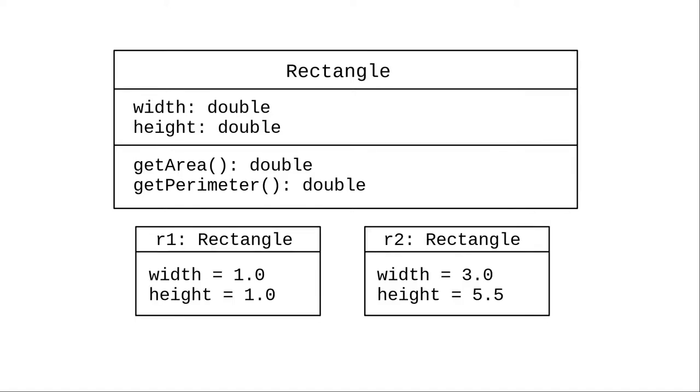You can also represent objects in UML format. Here are the two rectangles we created in the preceding video. For objects, you give the variable name and its data type, and then the values of the object's properties. We'll be revisiting UML diagrams and showing more of their features in upcoming videos.